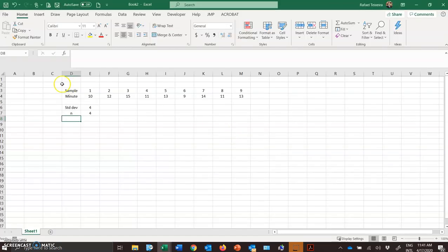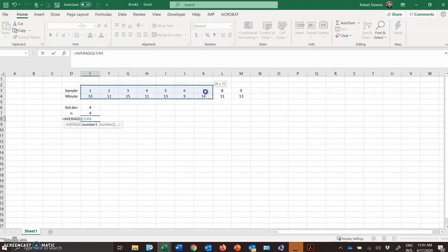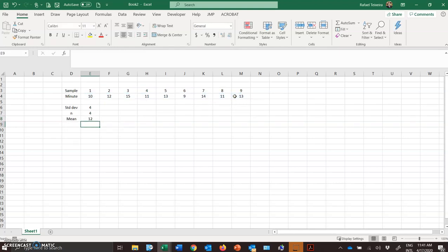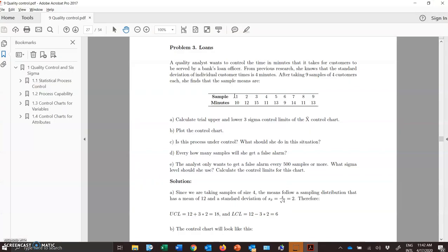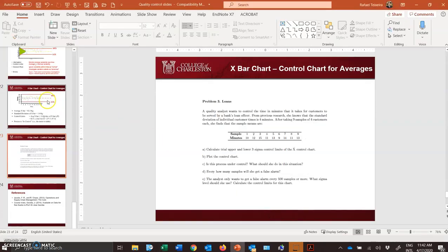We have these numbers, so we have to compute the mean. The mean is going to be equal to the average of the time it took in all those samples of 4 customers. Okay, and it says calculate trial upper and lower 3 sigma control limits of the X bar control chart. So what this is saying is the upper control limit and lower control limit. So I'm going to use the formula I have here.